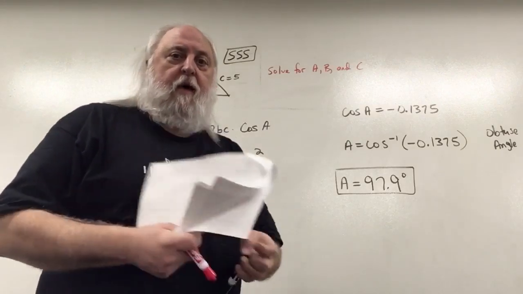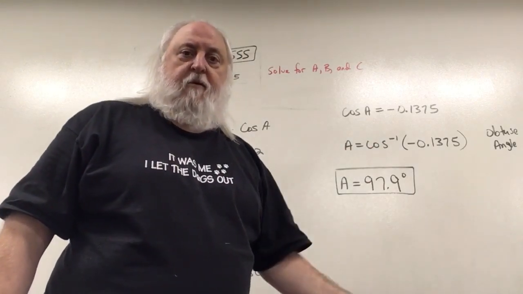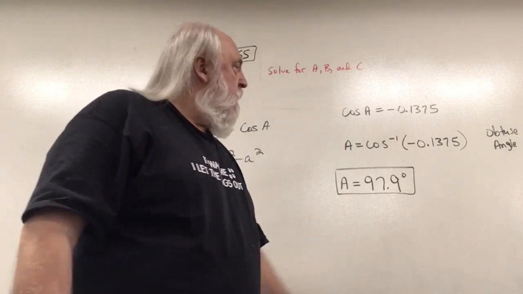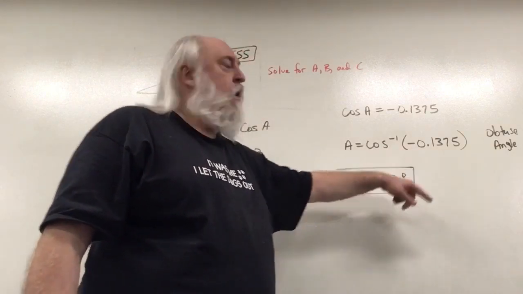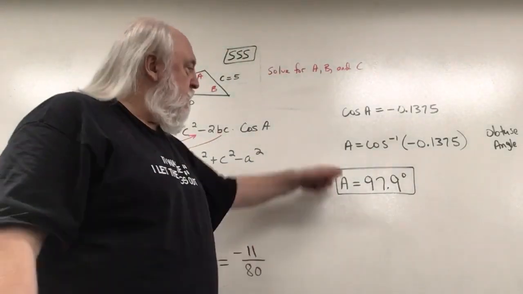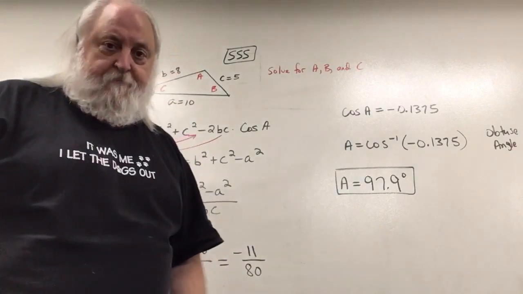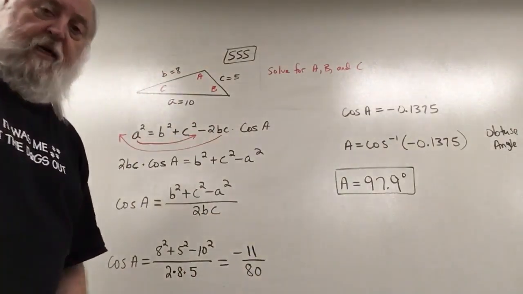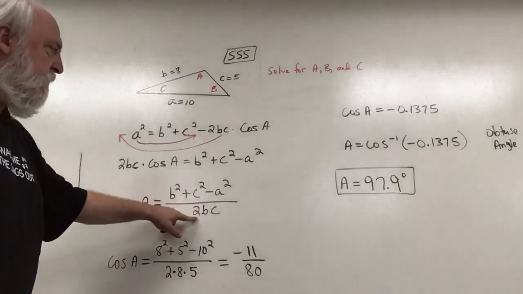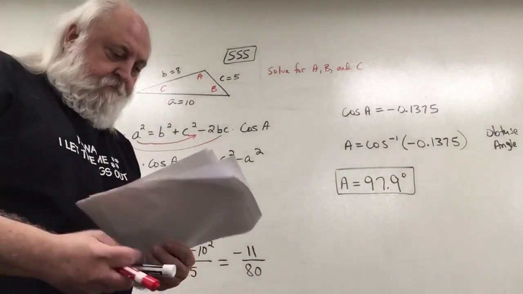You might recall that the range of the inverse cosine function is angles from 0 degrees to 180. 0 to 90 are acute angles, and 90 to 180 degrees are obtuse angles. Since we're taking the inverse cosine of a negative number, we know that angle A is going to be an obtuse angle, between 90 and 180. Using my calculator, I discover that angle A is equal to 97.9 degrees. So I just used the first law of cosines equation from page 1 to solve for cosine A, plug in for little a, b, and c, and then when I took the inverse cosine, I get angle A is equal to 97.9 degrees.